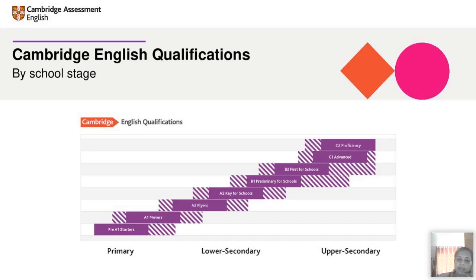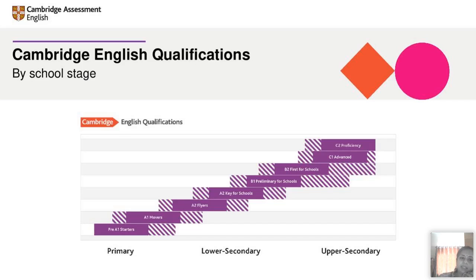At A2, you can see that there are two qualifications, which is A2 flyers and A2 key for schools, but both are pitched at different levels, which means that the understanding of the language and the usage of the language is slightly different. So for example, a 5th standard or a 12-year-old or a 10-year-old would be more comfortable with flyers. A 13 or a 14-year-old would be more comfortable with A2 key for schools. This is not just age specific, it is also how they use the language. So if you find that their usage of language is better, they're able to converse, think and respond at a slightly higher level, then they move on to the A2 key for schools.